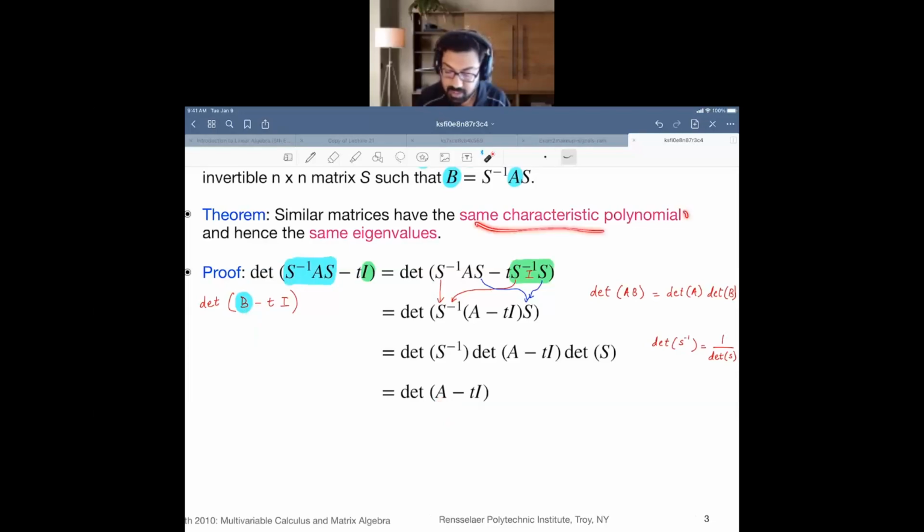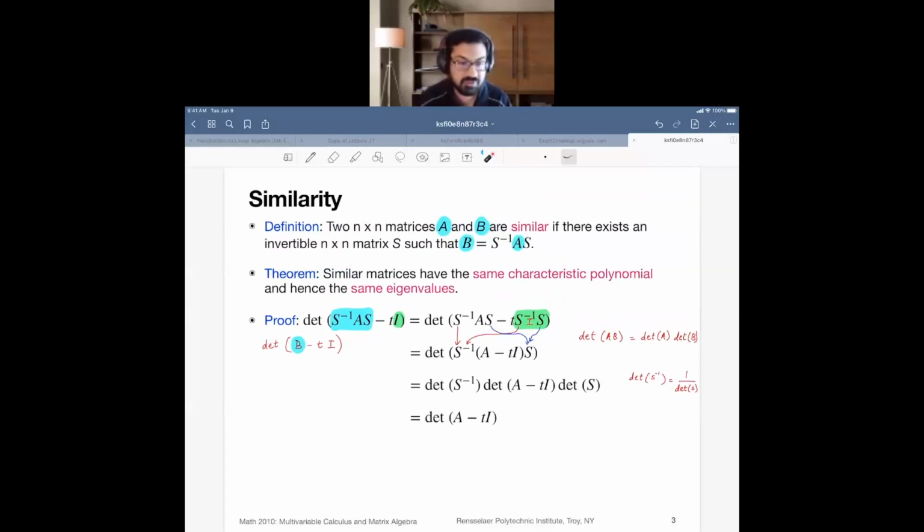We proved this. And if we set that to 0 to find the eigenvalues, because of the same characteristic polynomial, we are going to end up with the same eigenvalues. So here we are saying if two matrices are similar, we are going to have the same eigenvalues, and that is really because of the same characteristic polynomial for those two matrices. The reverse is not true, however, and we'll take a look at that as well.